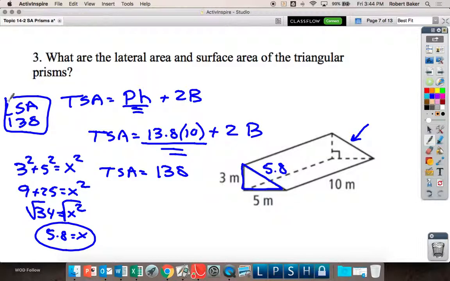Now we need to add to that the area of both triangles. How do you find the area of a triangle? Base times height over 2. So what's 15 divided by 2? 7.5. So we do 138 plus 2 times 7.5. Well, 138 plus 15. 153.